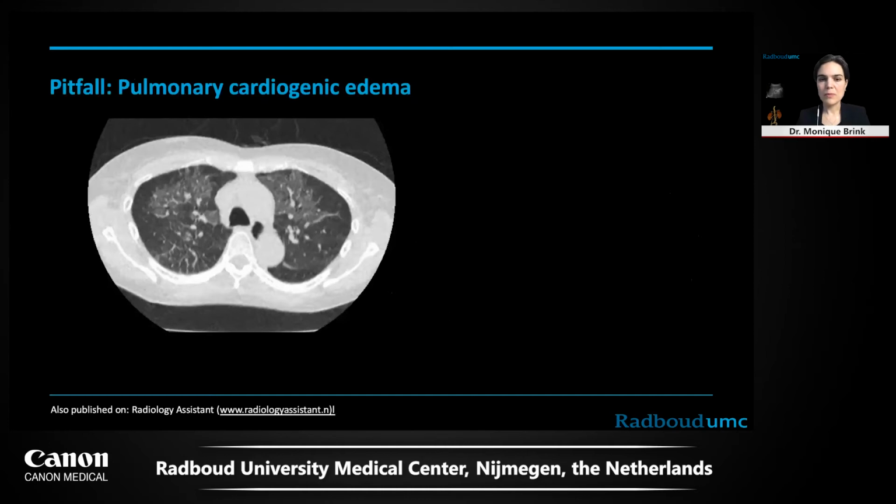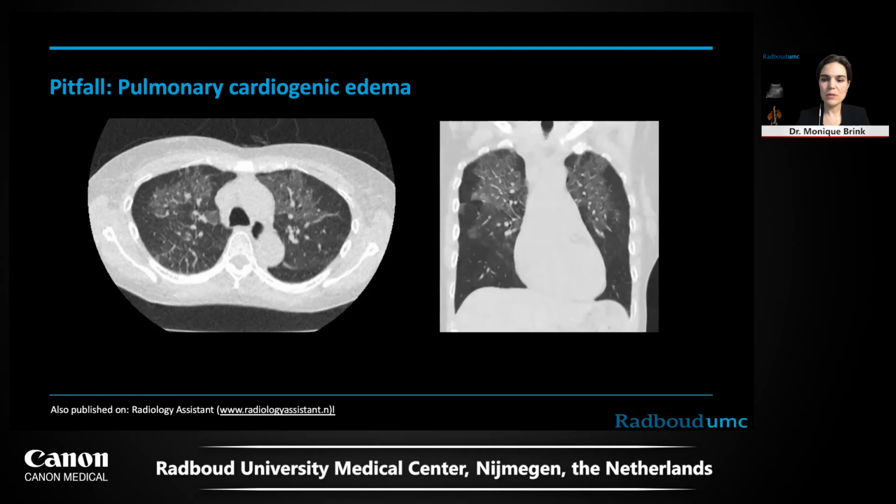And the third pitfall is that a lot of patients with cardiogenic edema also develop pulmonary ground glass abnormalities, but also dyspnea. So be aware that this might be a differential diagnosis as well. In this patient, it might be easy with an enlarged cardiac silhouette and bilateral, more central ground glass abnormalities.